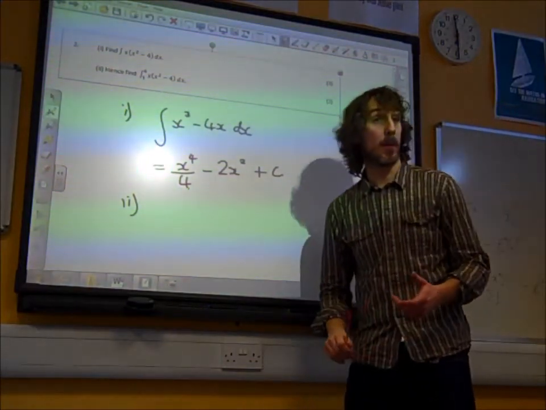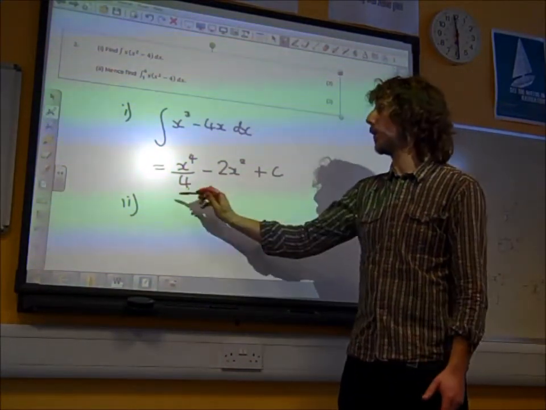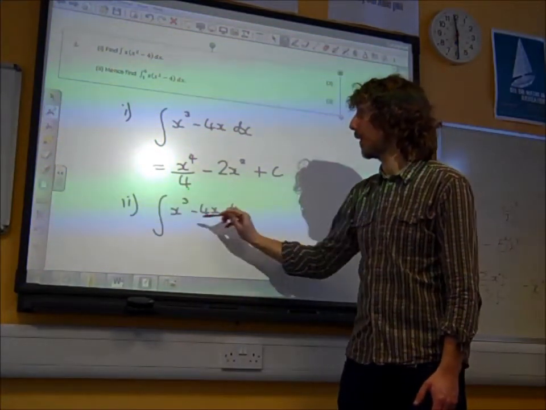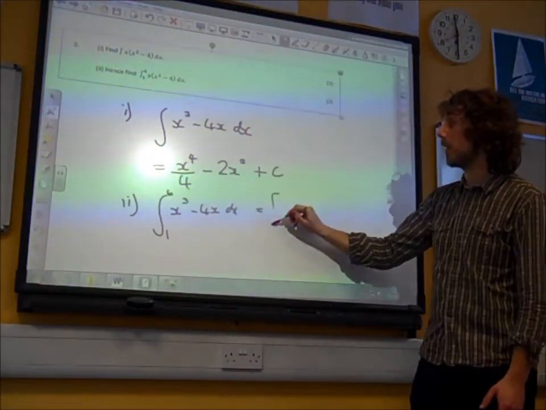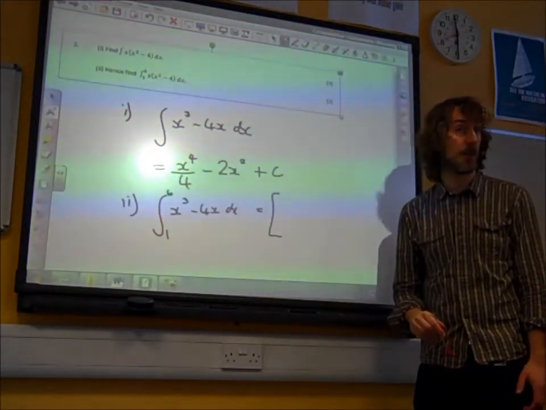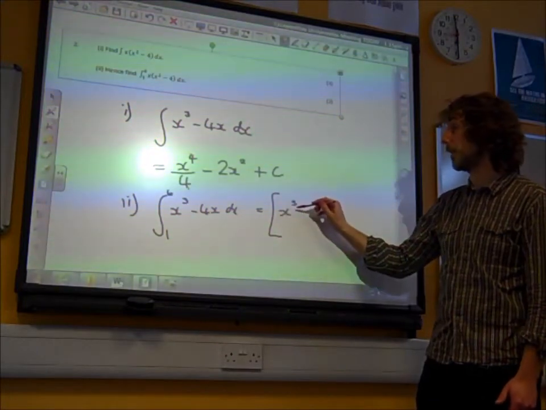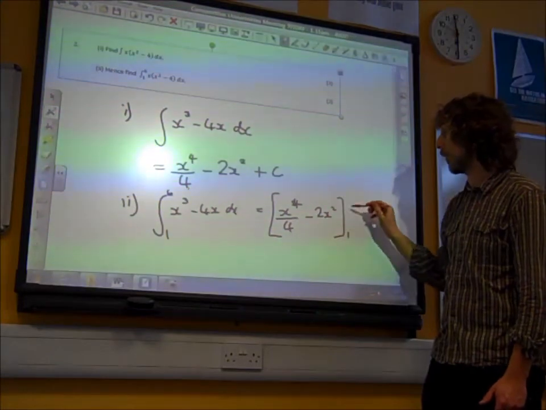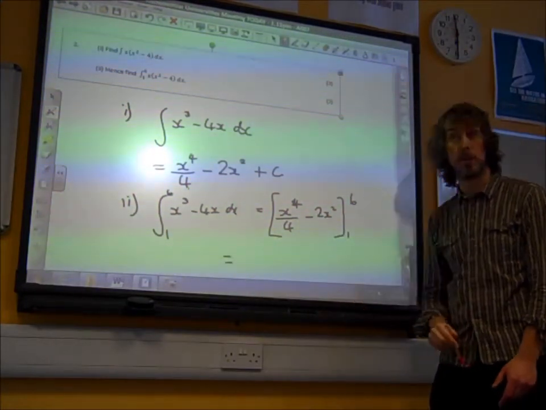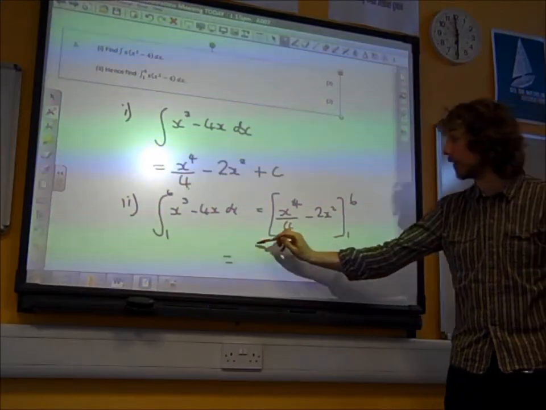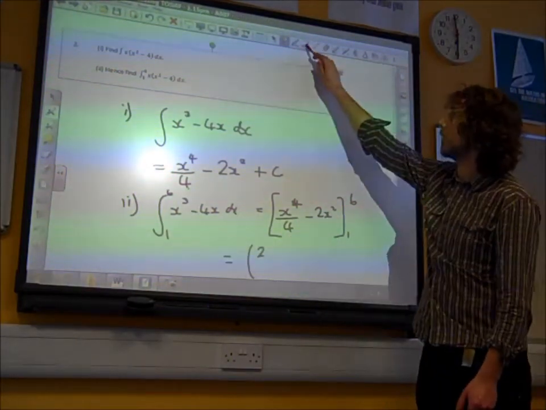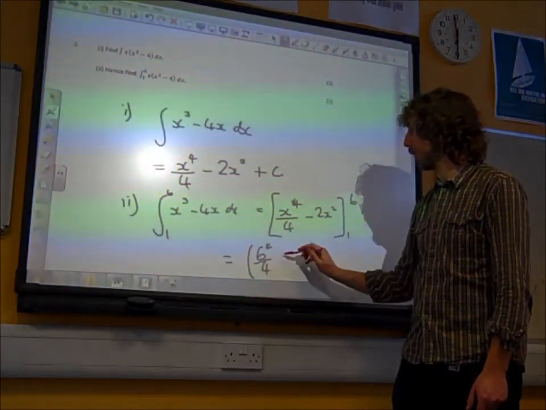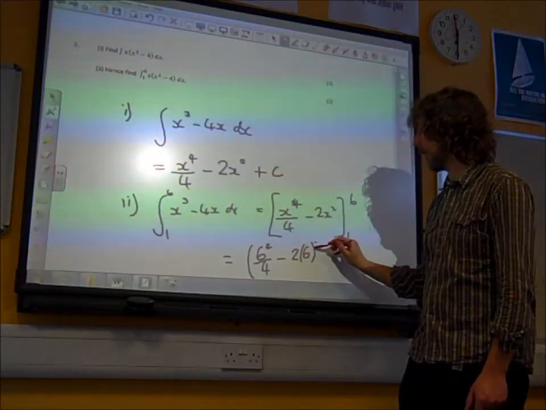Well, this is now between 1 and 6 as our limits. So that is basically the same question, isn't it? But between 1 and 6. Remember the difference if you've got limits there. If it's a definite integral, you don't put plus c in. It's x to the 4 over 4 minus 2x squared between 1 and 6. What you do is you put the numbers in order, so 6 in first. 6 to the 4 over 4 minus 2 times 6 squared.